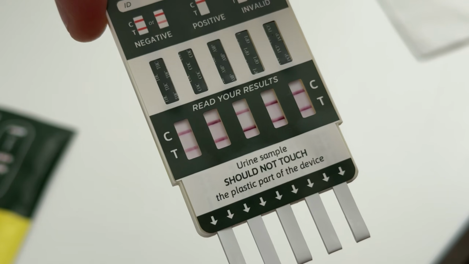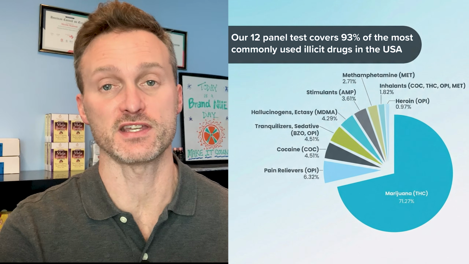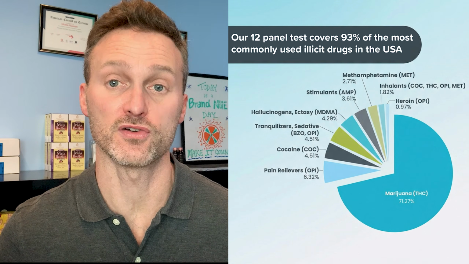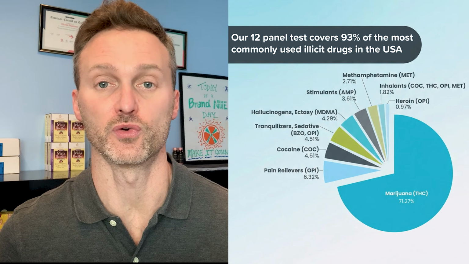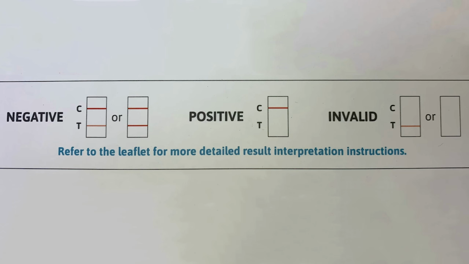In this next section, we'll talk about interpreting the results. Each panel tests for a specific drug that is clearly labeled, such as THC, cocaine, amphetamines, opiates, benzos, and any other depending on your kit. Interpreting the results is straightforward. You'll see 2 fields on each strip of the dip card: the control field, indicated by a C, and the test field, indicated by a T. A line in the control field confirms that the test was performed correctly.